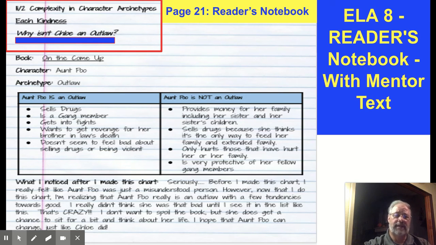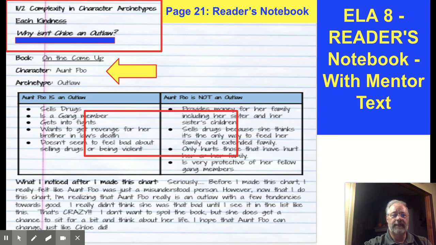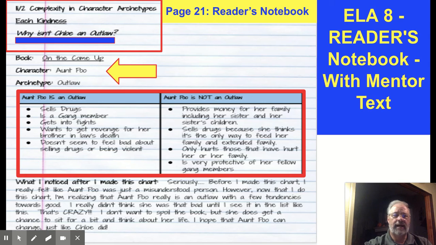Okay, we already got the left side of the chart done, so we need a chart for that. After you write 1 or 2 sentences for that, we want you to write down the name of your book. The book we are reading is On the Come Up. Our character that we're going to talk about is Aunt Pooh, and we also consider her to be an archetype as an outlaw. Okay, but it's not a clear-cut thing.